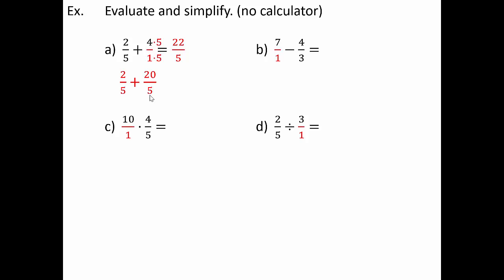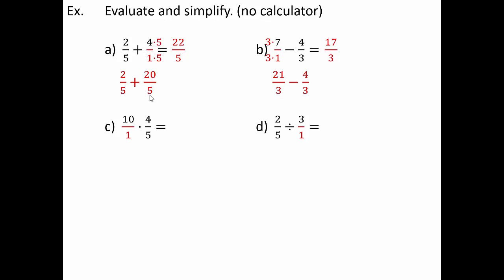Moving on to question B, common denominator is going to be 3, so multiply the 7 over 1 by 3 over 3, and you're going to get 21 over 3. 21 minus 4 gives me 17. Double check, can 17 over 3 be reduced? No, it cannot. Final answer.